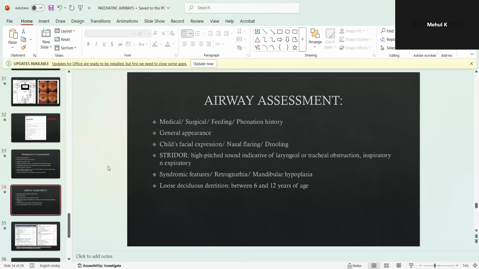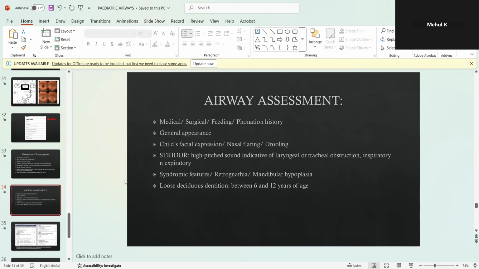Look for syndromic features. You don't have to actually understand the syndrome in depth. Understand the aspects that are your own concerns, like a retrognathia or mandibular hypoplasia. With certain syndromes, the airway management gets better as the patient grows old, and with certain syndromes, the airway management gets worse as the patient grows old. The discussion is beyond the scope of this lecture, but we can do it later.